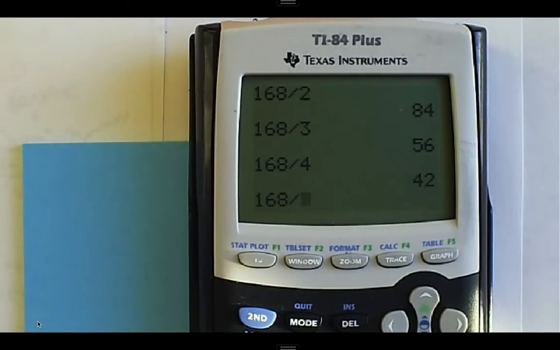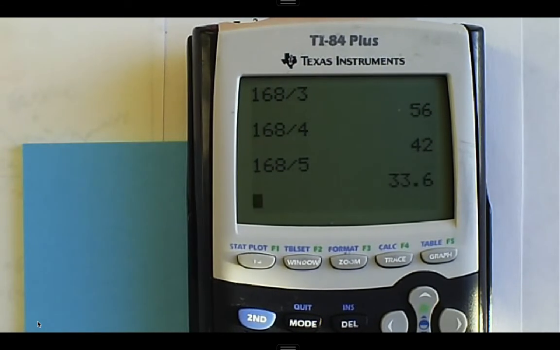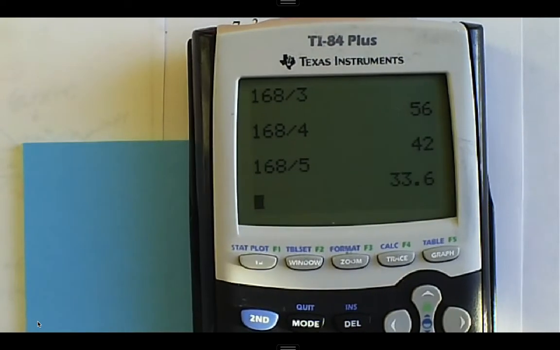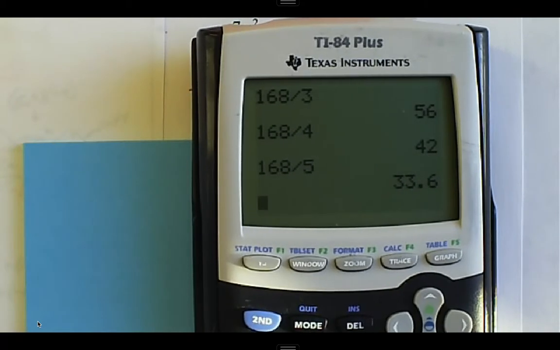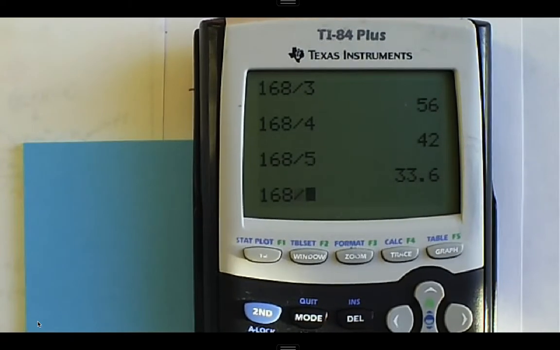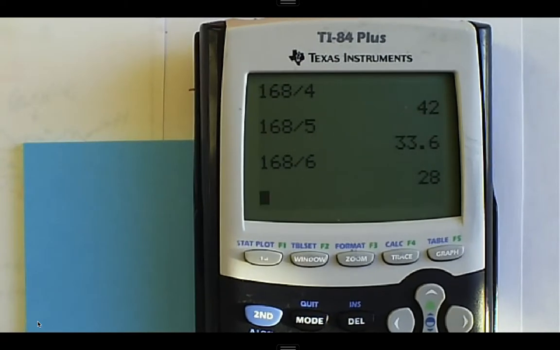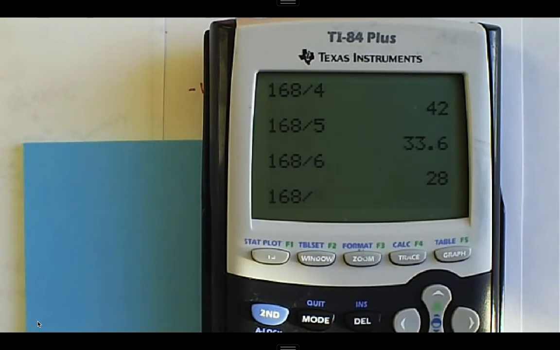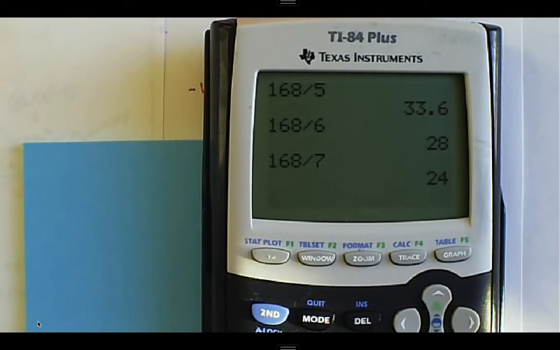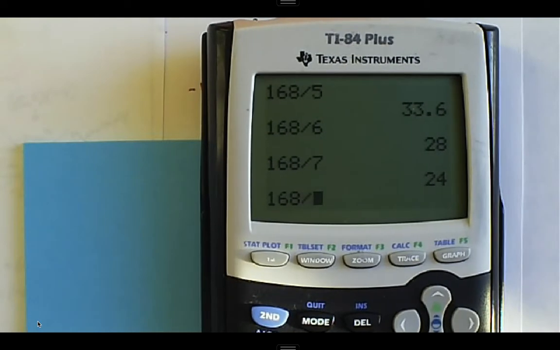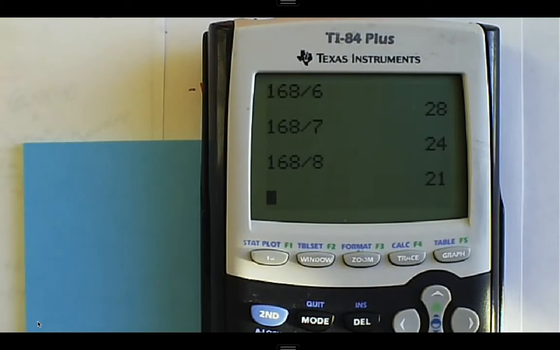168, I know that dividing by 5 is not going to work, but I'm going to type it in just to show that it doesn't work, and it doesn't even go into 168. So we're not going to be able to use that unless it goes exactly into 168. So we can keep going down the list, and 168 divided by 6 is 28. Getting closer, 6 plus 28, not quite there yet. And then 168 divided by 7 is 24. 7 plus 24 is 31, so that doesn't work. 168 divided by 8, and that's 21. So now we're pretty close.